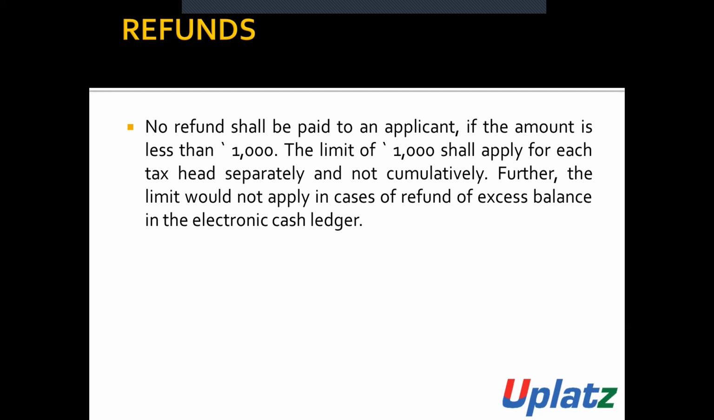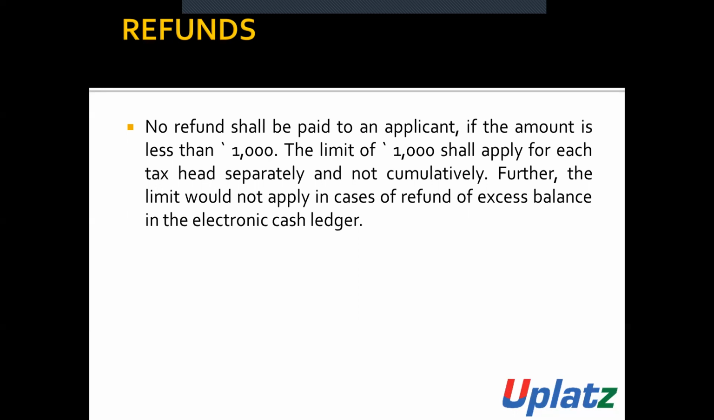The limit of 1000 shall apply for each tax head separately, not cumulatively. Means the limit of 1000 shall be applicable for each tax head. In the case of IGST, it should not be less than 1000. In the case of SGST, it should not be less than 1000. In the case of CGST, it should not be less than 1000. So we will consider 1000 separately for each head, not cumulatively.